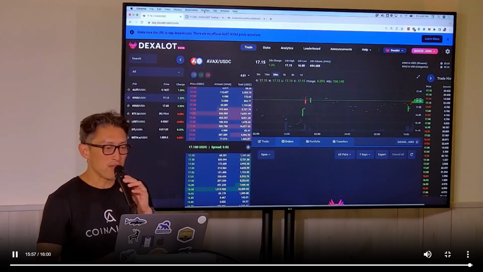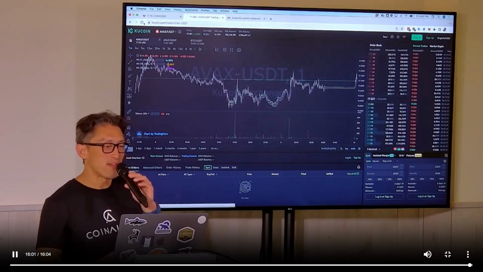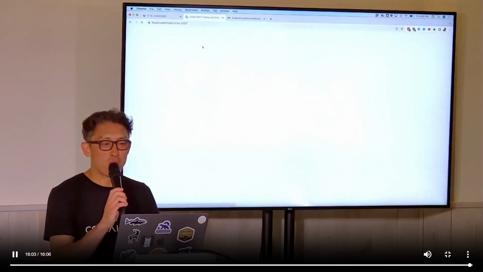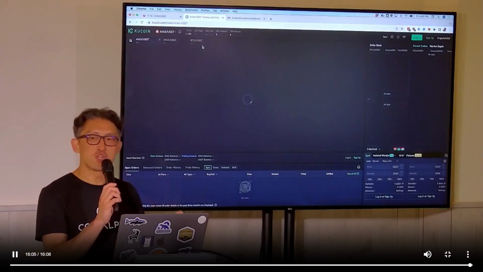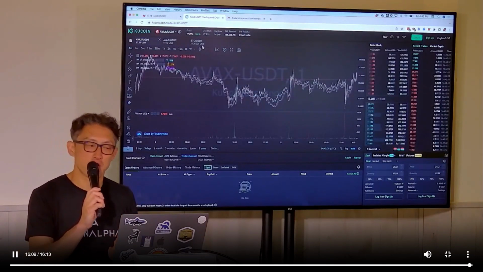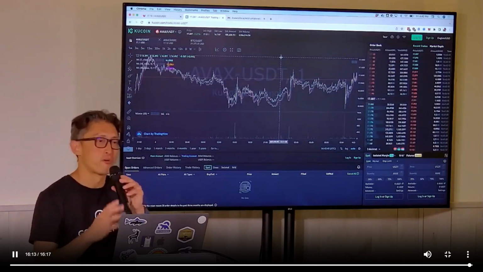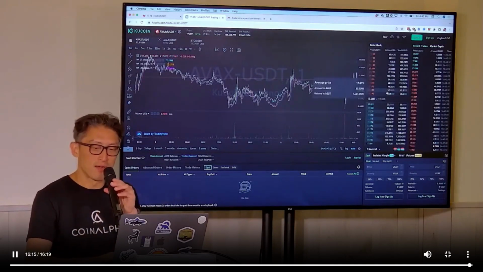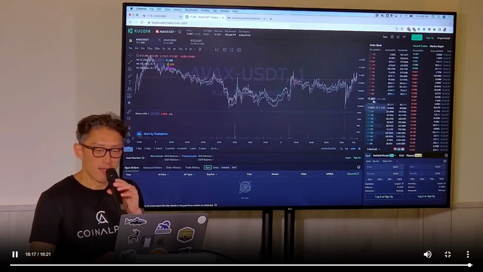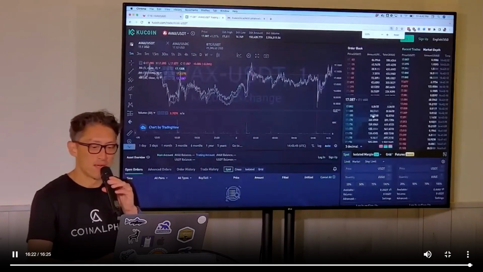But let's look at where this market is trading on KuCoin. This is actually the AVAX USDT market, but it's similar. So what I want to just show you guys is the differential in spreads between a really liquid centralized exchange and that of a decentralized exchange like Dexalot. So currently, a very similar market on KuCoin is trading much tighter than Dexalot.